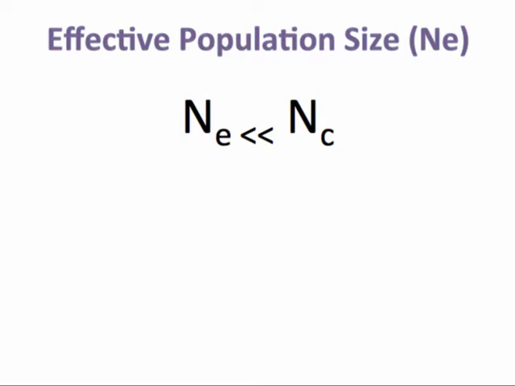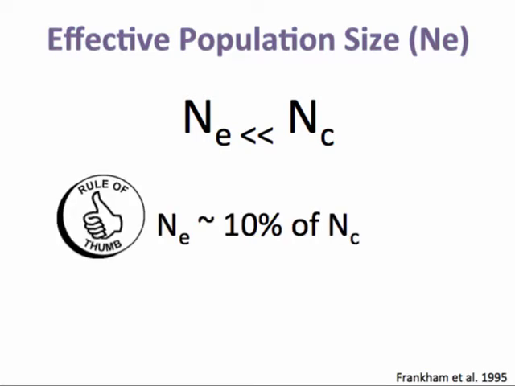So in practice, the effective size of a population is usually much less than the number of breeding adults and much less than the census size, because real populations deviate from this ideal. If we know nothing else about a population at all, and we just know the census size, a pretty good rule of thumb is that the effective population size is about 10% of the census size. So you can use this if you know nothing else about the population.